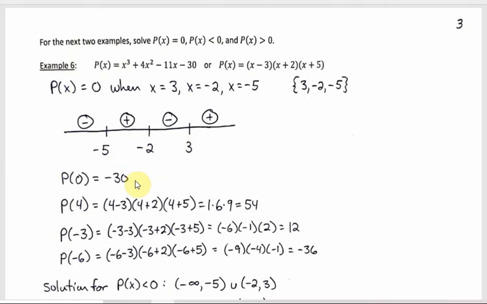That's just getting the y-intercept. So that's just the number at the end, right? So p of 0 is just negative 30. You go, okay, well, that's below 0. That's negative. So between negative 2 and 3, got to be negative. So that's how I've got that minus right here.